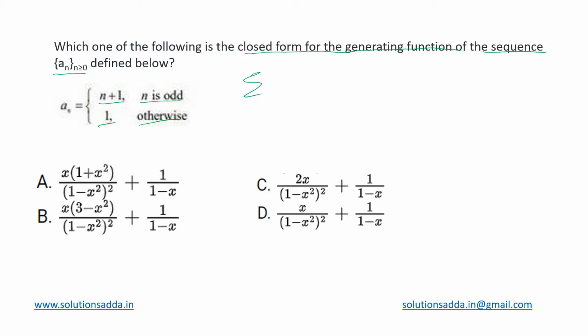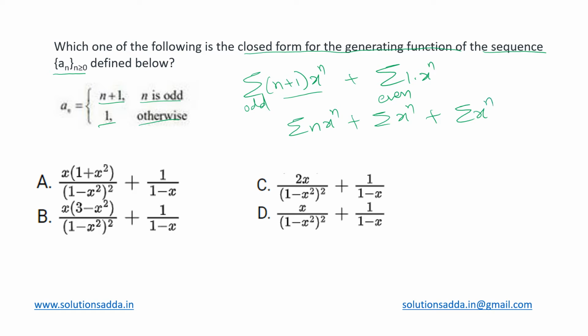By writing this expansion such as (n plus 1) x raised to n for the odd values and 1 x raised to n for the even values. Now we can further expand this term as sigma of n x raised to n plus sigma of x raised to n plus sigma of x raised to n. Now these two are for the odd values while the last one is for the even values of n.